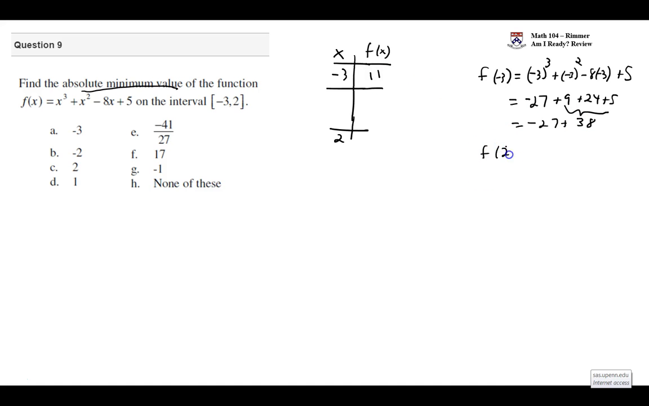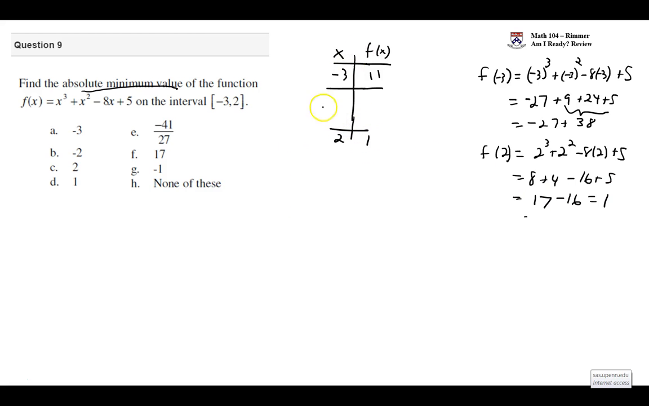The function at 2 is just 2 cubed and 2 squared and -8 doubled and add on 5. And so we get 8 plus 4 minus 16 plus 5. The positive guys add up to 17. So when we take away the 16, we get a 1.